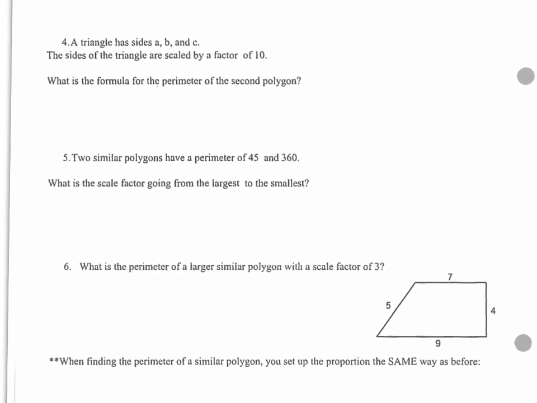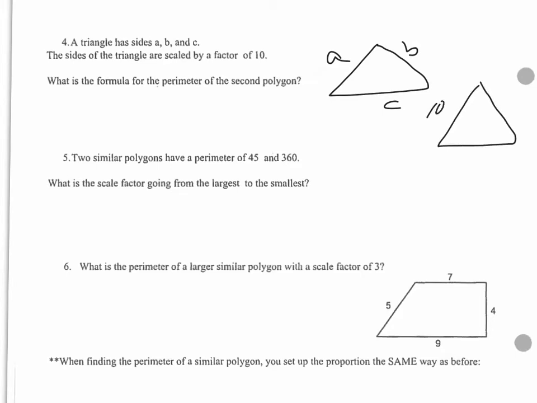Alright, so look at number 4. It says a triangle has sides A, B, and C. The sides of a triangle are scaled by a factor of 10. What would the formula for the perimeter of the second polygon be? So let's think about this for a second. I'm going to draw a triangle, and I'm going to label it A, B, and C. And then the sides of the triangle are scaled by a factor of 10. So to get to the next triangle, it's going to be 10A, 10B, and 10C, right?